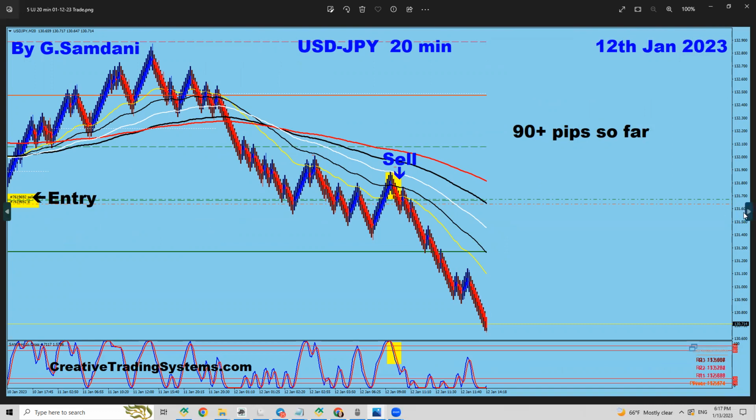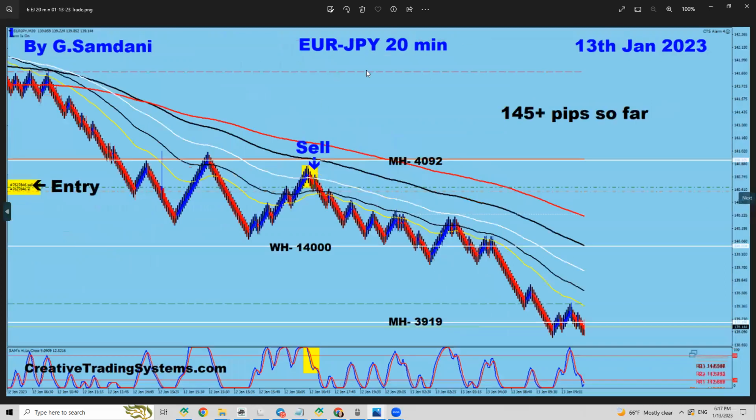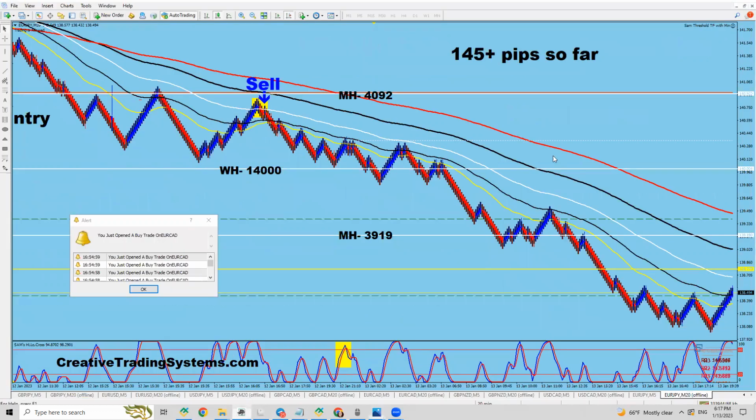So on the 13th, euro yen gave me another beautiful entry here, and look what happened. From here to here, 145 pip. This is the monthly high as SNL level, 39.19. But watch what this pair did. Even there, it went up a little bit, made another setup, and then it dropped, which I didn't take, but I'm going to show you that this is what euro yen did. I closed here on 39.19, and look what happened.